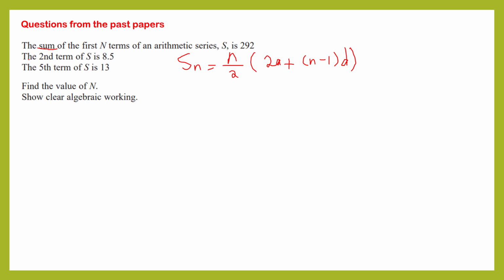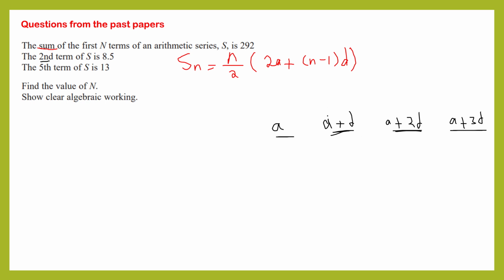But here's a hint: it is given that the second term of s is 8.5, the fifth term is 13. You must take care of the point that I'm going to mention now: the numbers go in a pattern, where the first term is a, the second term is adding the common difference, the third term is adding 2 common differences, the fourth term is adding 3 common differences. If you know this pattern, you will work very well on such questions. So the first term is a, the second term is a plus d, the third term is a plus 2d, then a plus 3d.